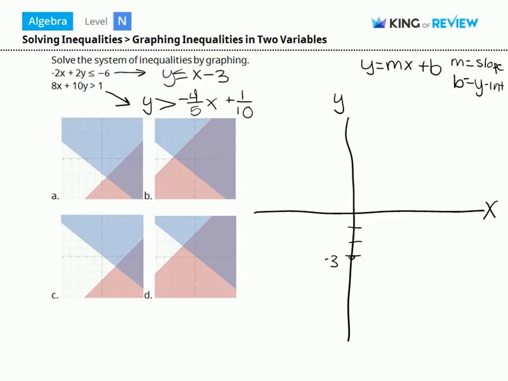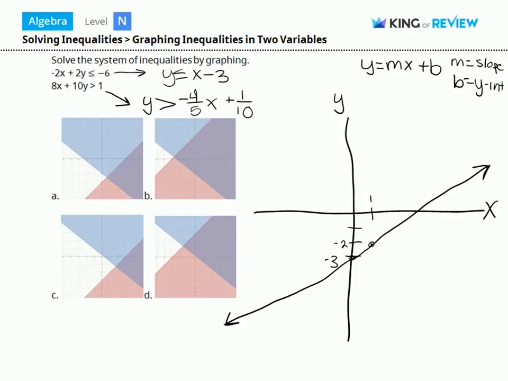Now let's look at the slope. The slope is the number in front of the x, and in this case it's a 1, so that means up 1 over 1. So up 1 over 1 from our y-intercept would put us right here. So that's negative 2 for the y and 1 for the x. So here's our next point. Now, since we have 2 points, we can go ahead and connect them with a straight line. And this line again is solid.